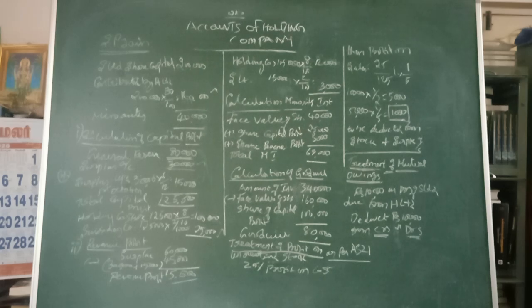Number one, how to treat mutual owings. You know what mutual owings is? The literal meaning you can understand: both the companies are mutually having some debt, and that should be adjusted. For example, the holding company has to pay some amount to the subsidiary, and the subsidiary company is in a position to pay some amount to the holding company. Both the holding and the subsidiary belong to the same group.